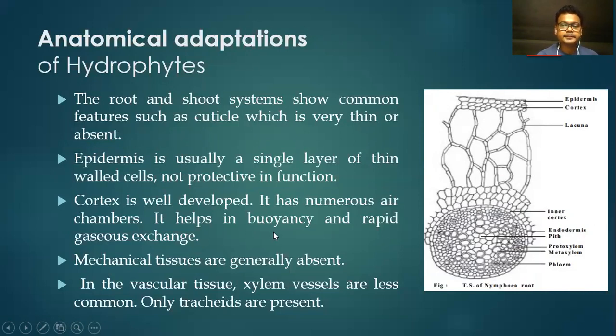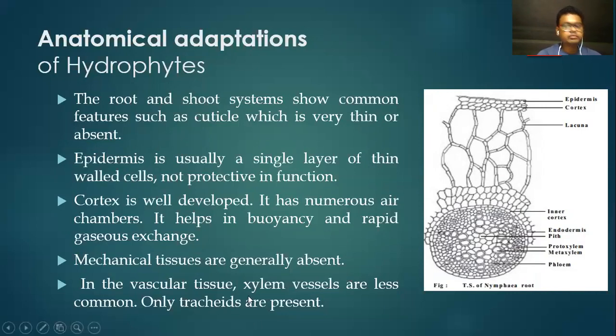Buoyancy means they can float to the upper surface of the water body. As they are present in the water, whether in submerged, partially submerged or floating condition, the mechanical tissue, which is responsible for the mechanical strength of the plant, is generally absent, because they do not require any mechanical support as they are present within the water body.